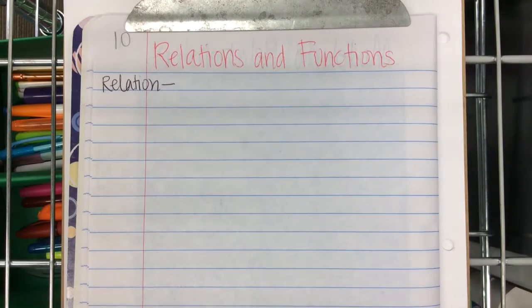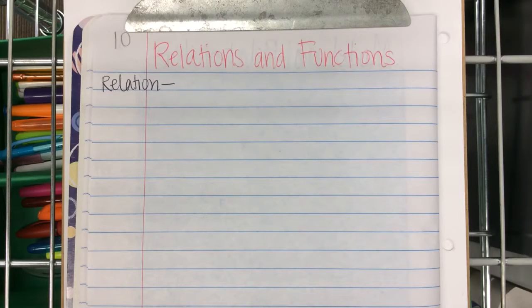And yesterday we even talked a little bit about relations. Yesterday we talked about relationships. And a relationship is something and something else and how they affect each other. If I'm walking, my speed affects how far I travel. That's a relationship. So a relation is a relationship.